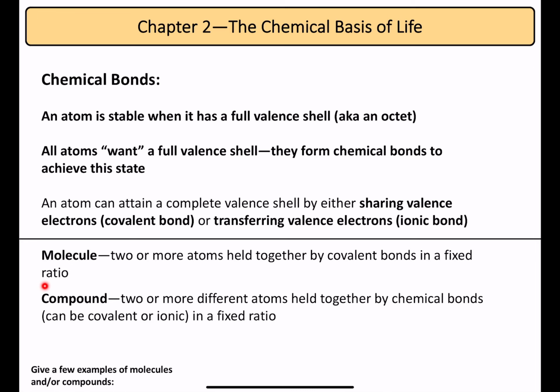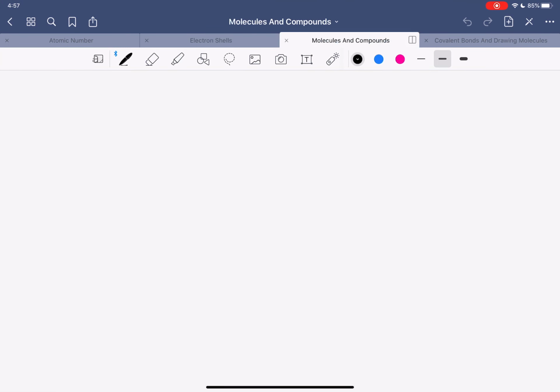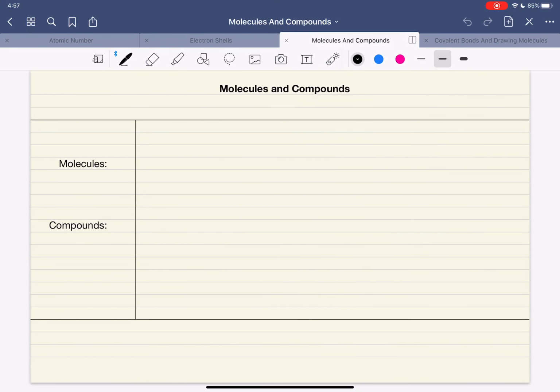A compound is 2 or more different atoms held together by chemical bonds, which can be either covalent or ionic, but still the atoms are in a fixed ratio. Now, kind of tricky definition, so it's easiest to explain by giving you actual examples of molecules and compounds. So let's start with molecules.